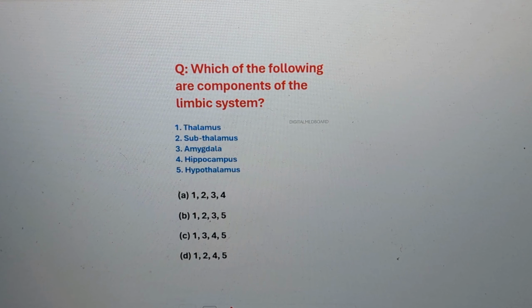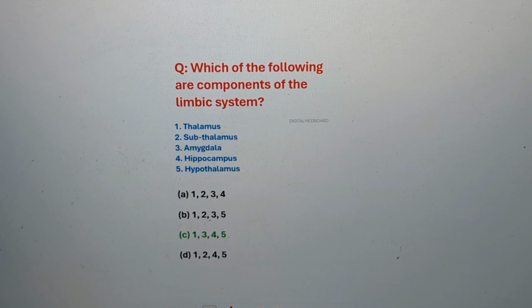The mammillothalamic tract of the mammillary body in the hypothalamus is involved in the limbic system. So it is correct. Thus, the components of limbic system are thalamus, amygdala, hippocampus, and hypothalamus. Therefore, option C is the correct answer.